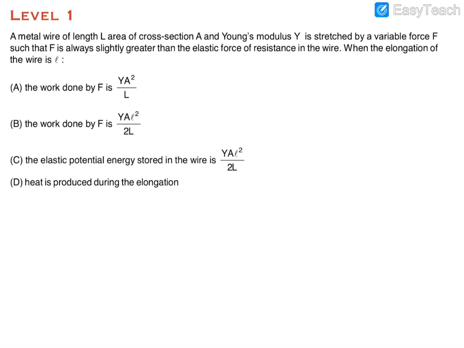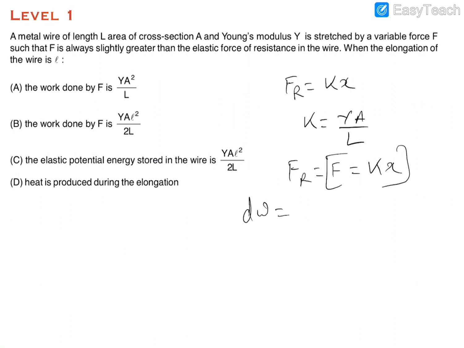Let us see that at any instant of time when the elongation in the wire is x, the restoring force developed in the wire is Kx, where K is YA by L, where L is the total original length of the wire. Restoring force and the external applied force are equal because this external force is applied in such a way that it is just equal to the restoring force. So the work done in stretching this wire will be F dx. If we stretch this wire by a small amount dx, then dW will be Kx dx. Integrating both sides, W will be equal to half Kx square.